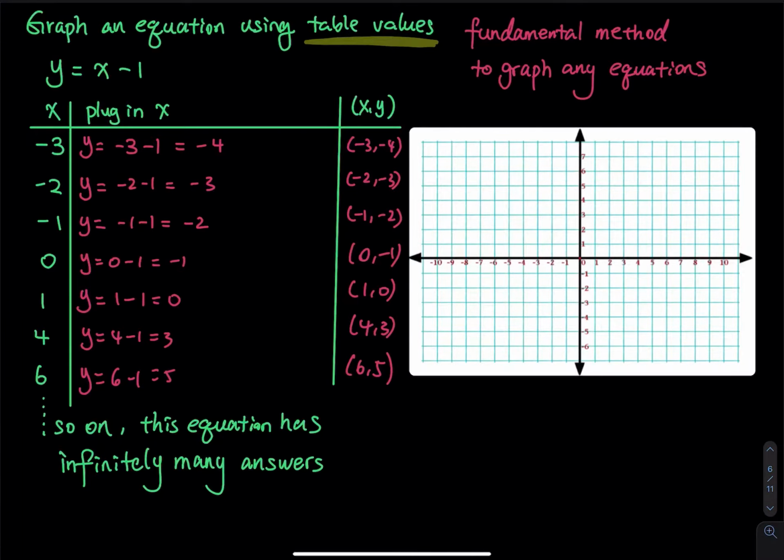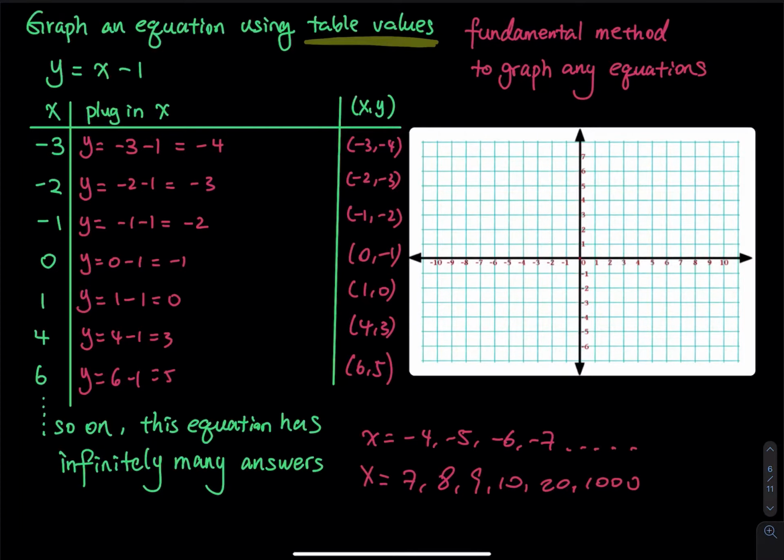So before we do the plotting, do we agree that I can keep choosing different x values? For the negative, I can pick -4, -5, -6, -7, and so forth. For the positive, I can pick 7, 8, 9, 10, 20, or even 1,000. So the idea is every time you plug in an x, there is a y value.